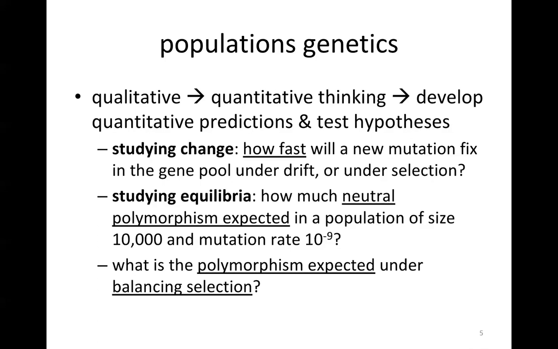And you can also involve selection, and you might ask, okay, how much polymorphism do you expect under a balance with selection?